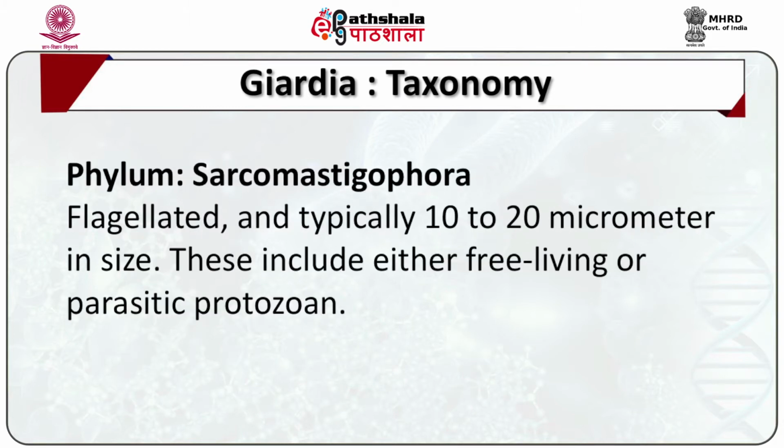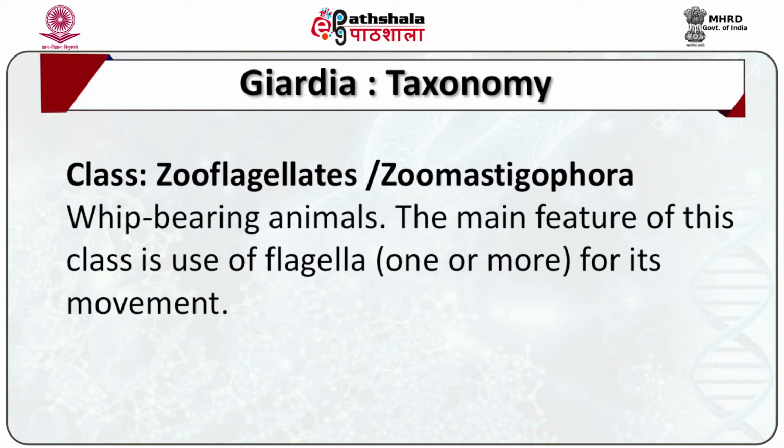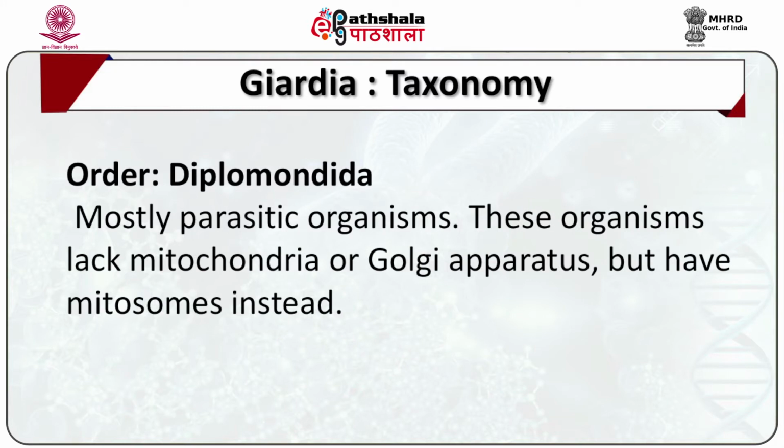Giardia belongs to phylum Sarcomastigophora. These are flagellated organisms and they are typically 10 to 20 micrometers in size. These include either free-living or parasitic protozoa. Giardia comes under the class Zoomastigophora or zooflagellates, which means whip-bearing animals. The main feature of this class is that the organisms use their flagella, one or more, for movement. It falls under the order Diplomonadida. Mostly parasitic organisms are there in this order.